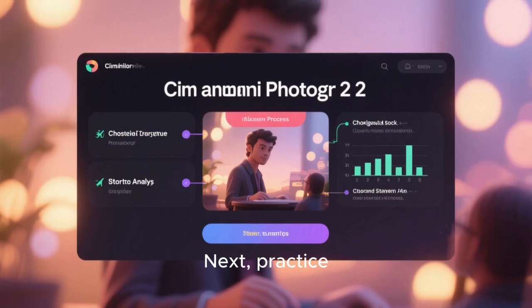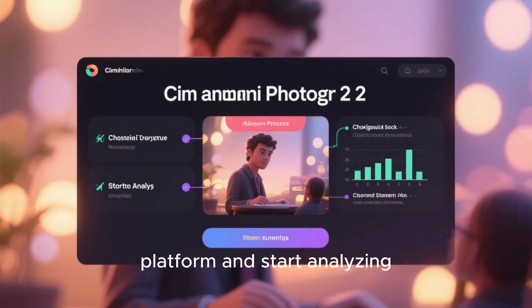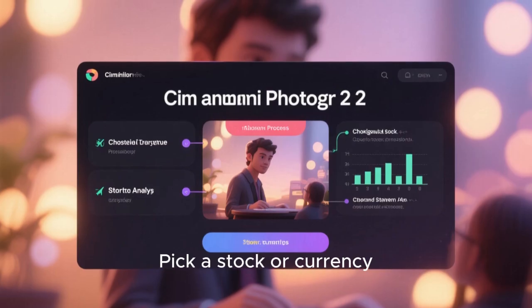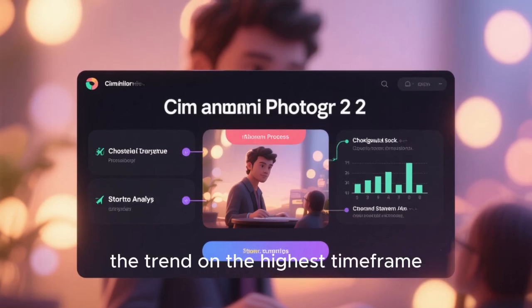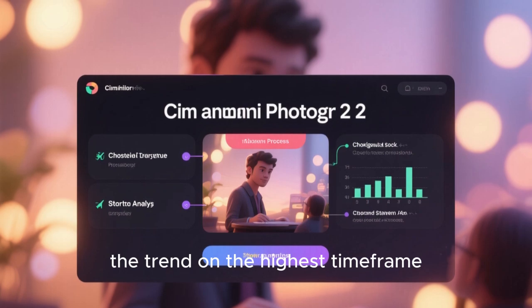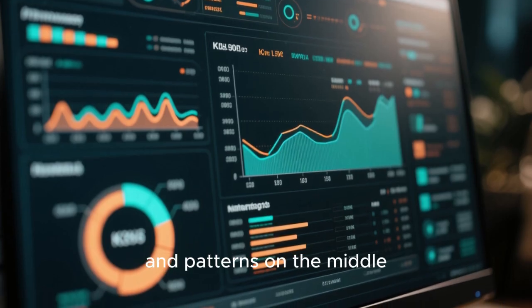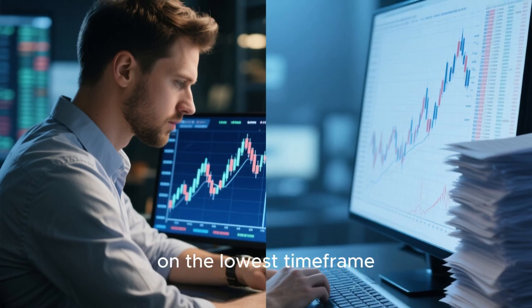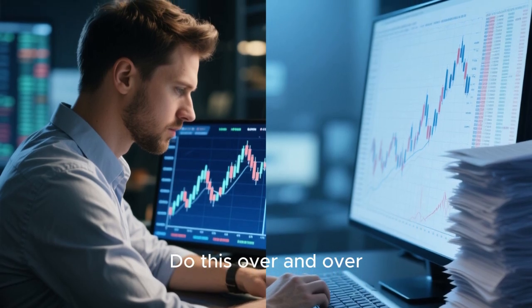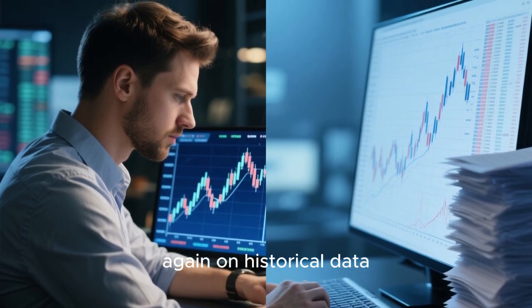Next, practice. Open your charting platform and start analyzing. Pick a stock or currency you like and go through the process. Identify the trend on the highest time frame. Look for key levels and patterns on the middle time frame, and then search for entry triggers on the lowest time frame. Do this over and over again on historical data.